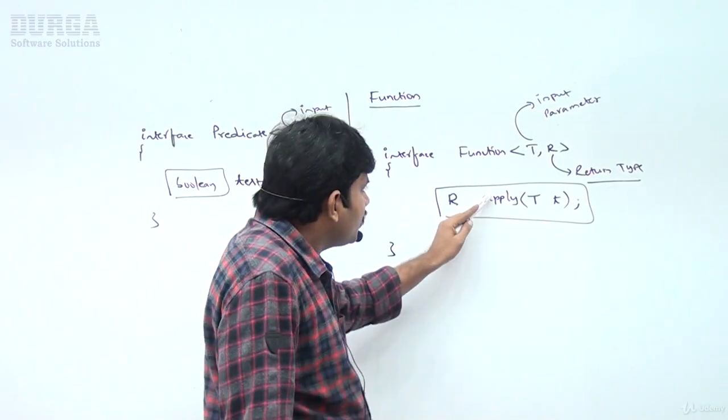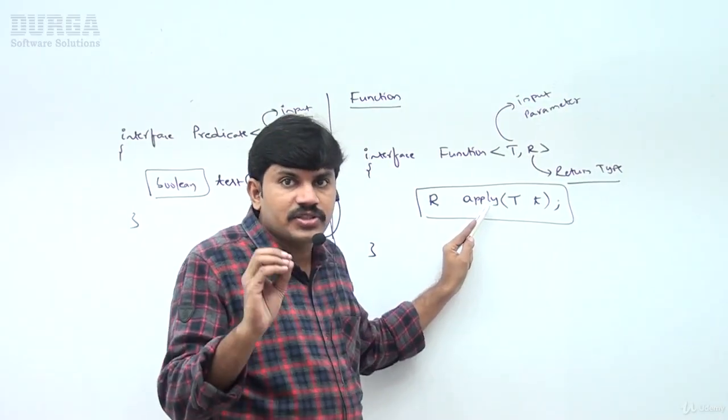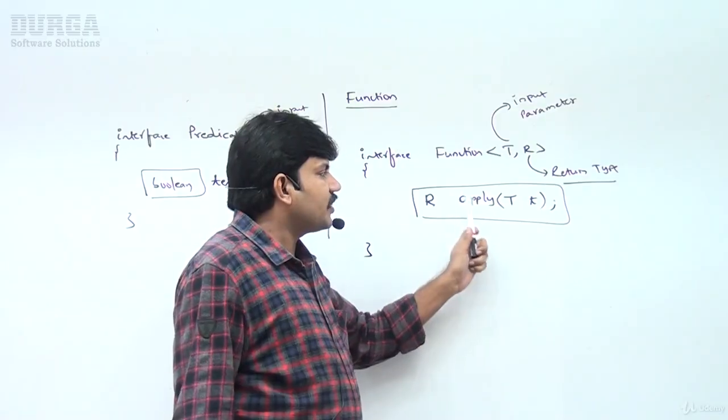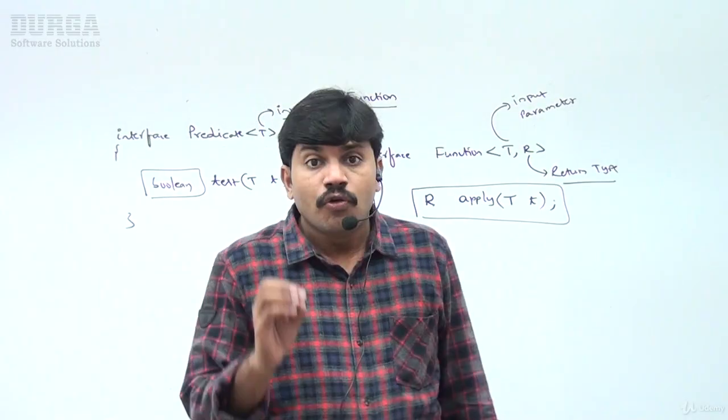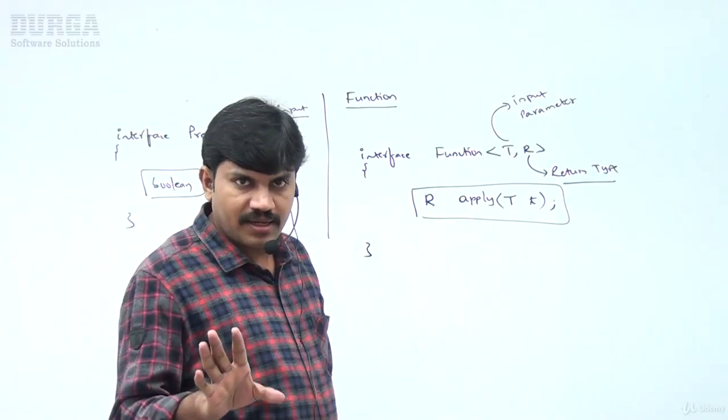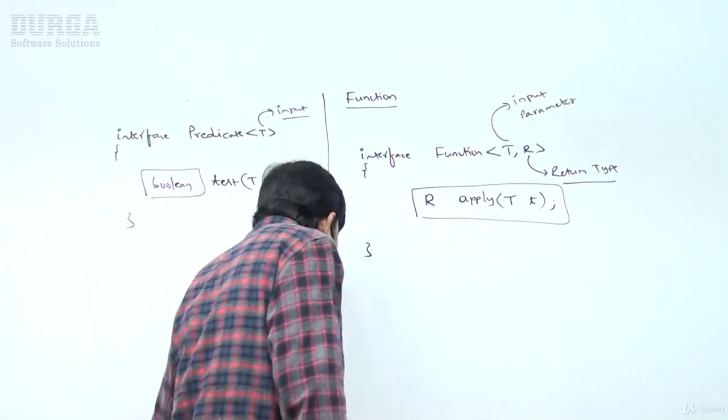But sir, this Function can return any type of value. And the Function interface contains one method. What is that method, sir? The apply method. Is it clear, right? Sir, now let me execute.